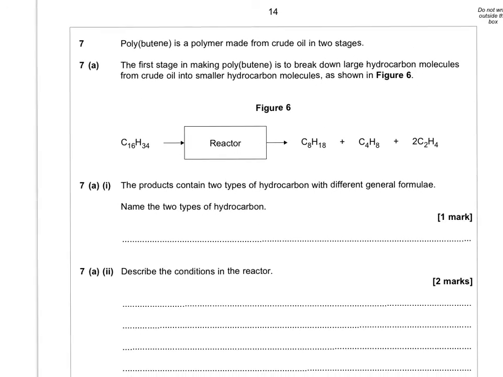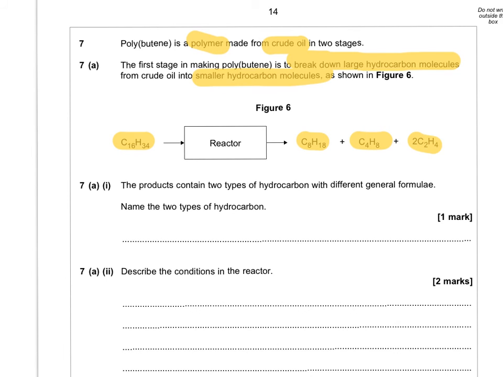And so we move on to our final question, organic chemistry. And it says polybutene is a polymer made from crude oil in 2 stages. First stage in making polybutene is to break down large hydrocarbon molecules from crude oil into smaller hydrocarbon molecules. So we're taking this crude oil and breaking it down. So here we've got our large molecules, and here we've got our smaller molecules after the reactor.